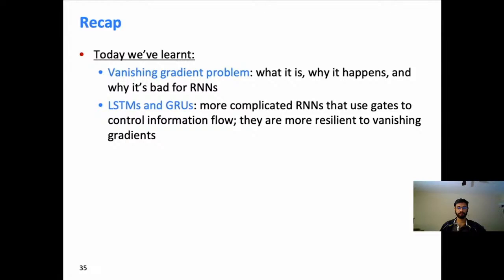And we also learned about LSTMs and GRUs, which are more complicated RNNs, and they use gates to control the flow of information, and by doing that, they are more resilient to the vanishing gradient problem.